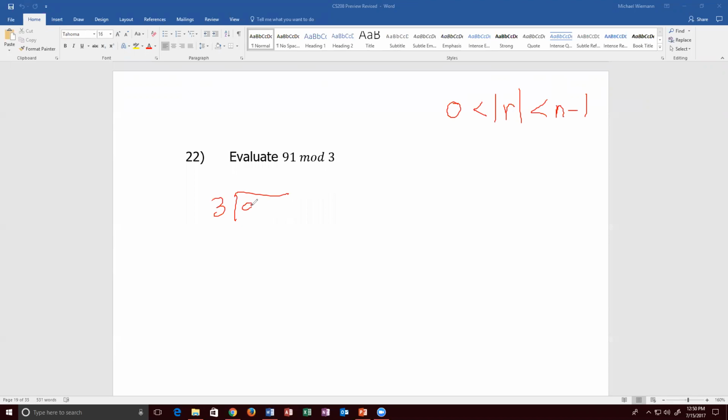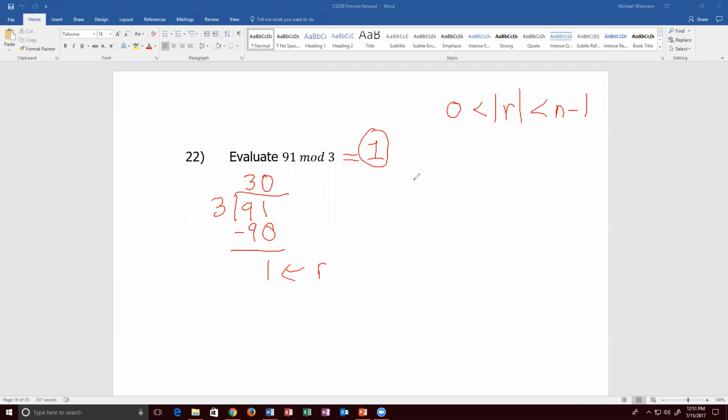We determine 3 goes into 91. Well, 3 goes into 9 3 times. 3 goes into 1 0 times. And you end up with 1 as your remainder, so this evaluates to 1 as the correct answer.